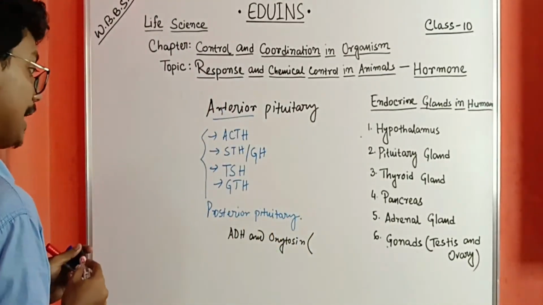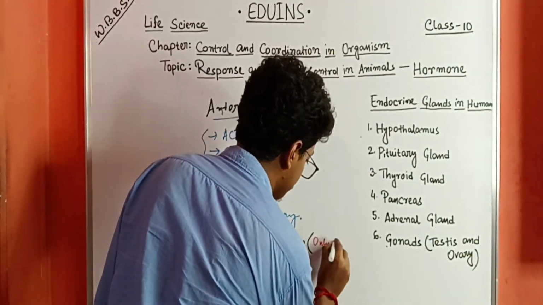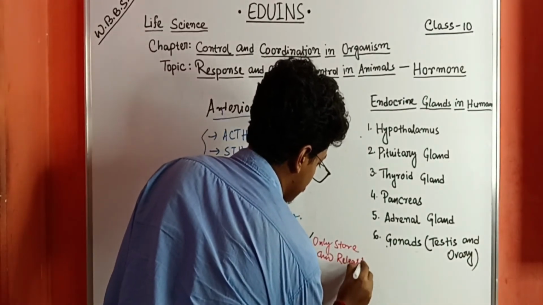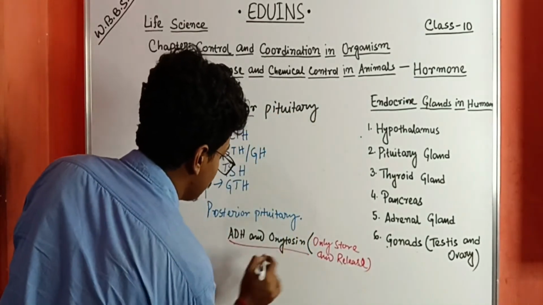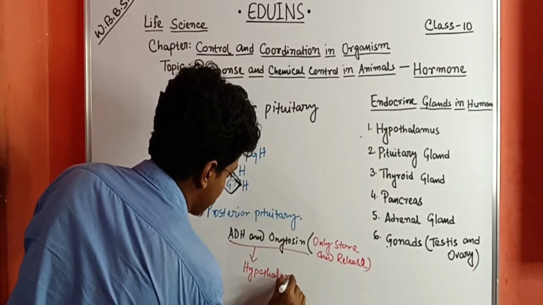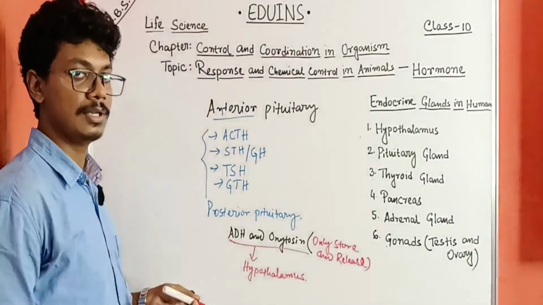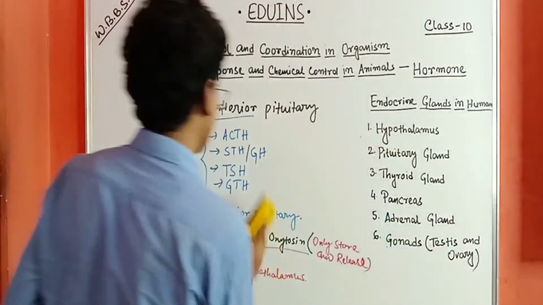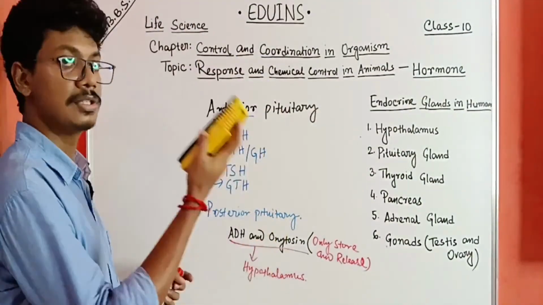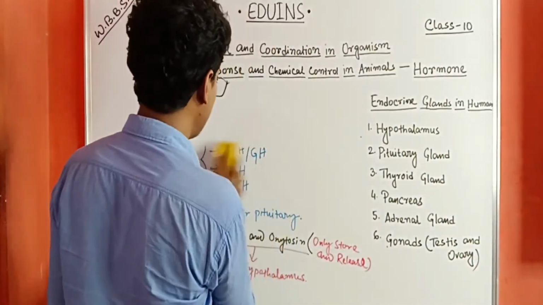One thing you have to remember, the posterior pituitary does not produce these hormones. They only store and release. These hormones are actually produced in the hypothalamus. So these are all about the pituitary gland. From the name we can say that it regulates all the hormonal glands in our body and their secretion. So this is called the master gland of our body.